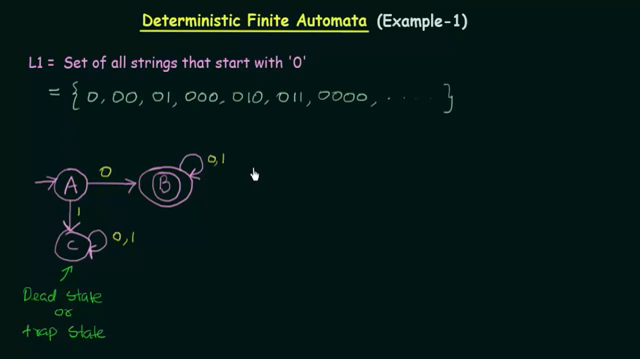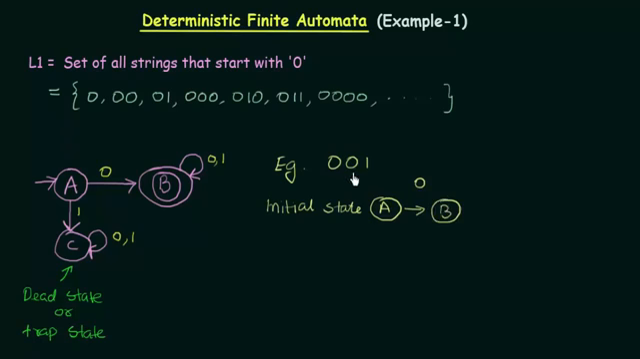Let us take two examples to see if this is working. So in my first example, I want to check the string 001. It always starts from my initial state, which is A. I start from state A, because A is my initial state, and I give input 0. On getting input 0, what happens? A goes to B.